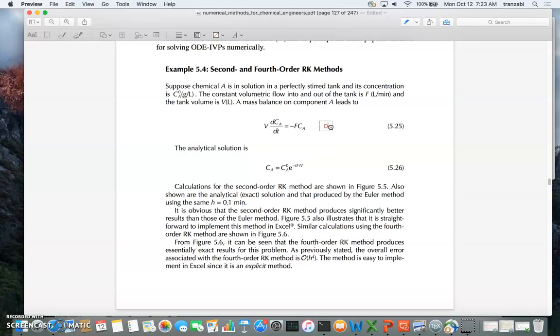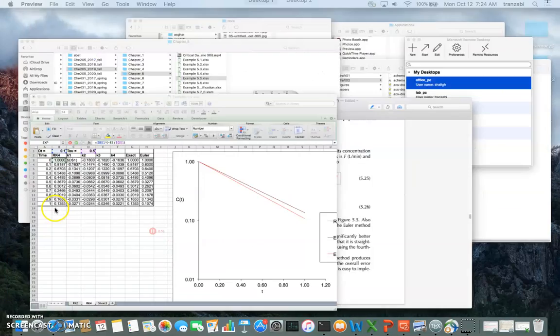So this equation is simplified to dc/dt is equal to minus c over tau, where tau is V over F. So every time I want to calculate that, that's a little f, it's going to be minus c over tau. Which c? The current c. Okay, let's go back here.